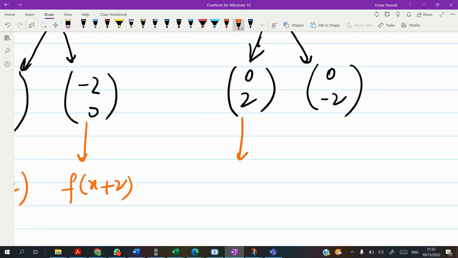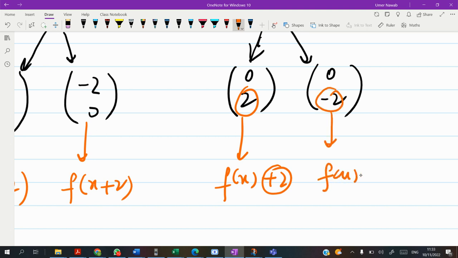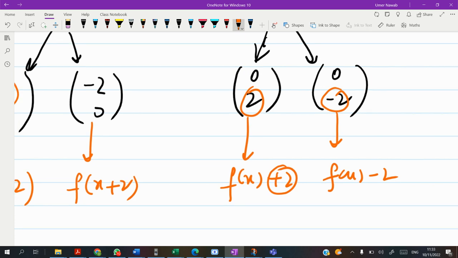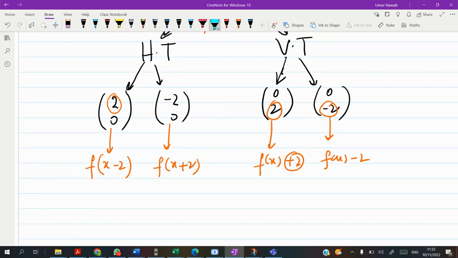So this is vertical translation, f of x plus 2. No need to change the sign. Vertical translation, no need to change the sign. This is minus 2, you write f of x minus 2. So in vertical translations, you need to write the number outside. That is, you have to add or subtract something with the output. But for the horizontal translation, you have to do something with the input. When you do something with the input, the meaning will be totally opposite.